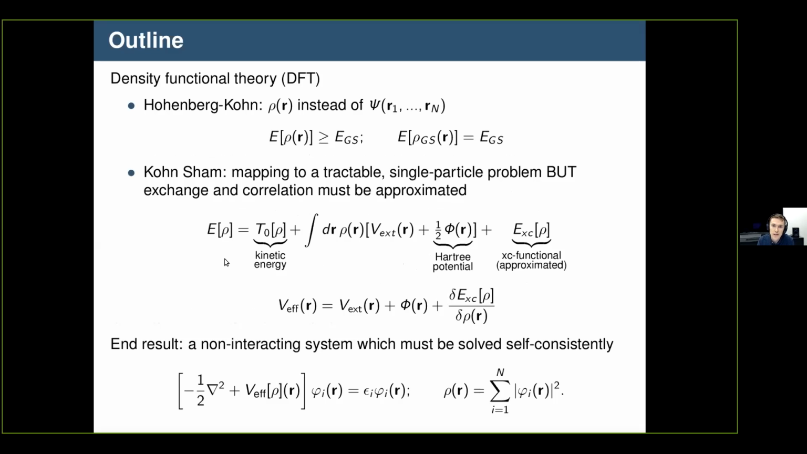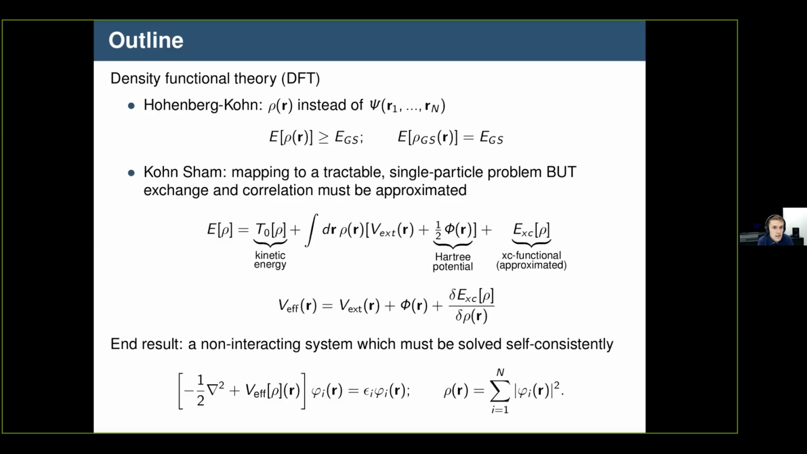Density functional theory is one such approximation, and it's quite a dramatic one. Basically, it's built upon two separate steps. The first is the Hohenberg-Kohn theorems, and then there's the Kohn-Sham construction. The Hohenberg-Kohn theorem states that we only need to think about the electronic density rather than the many-body wave function.